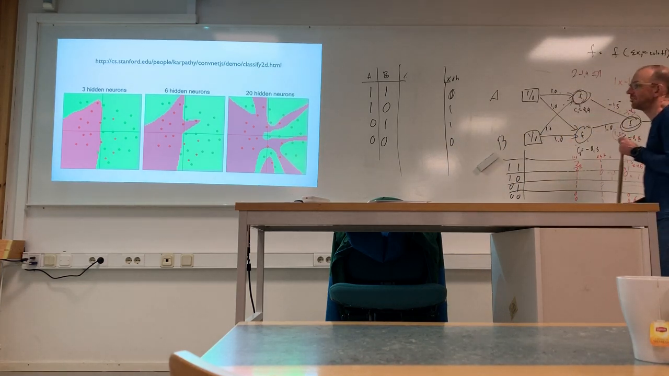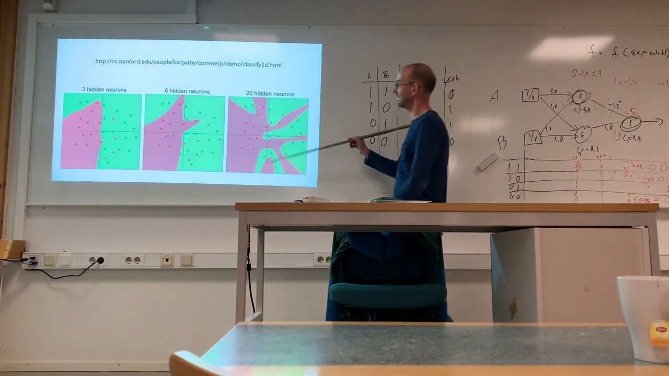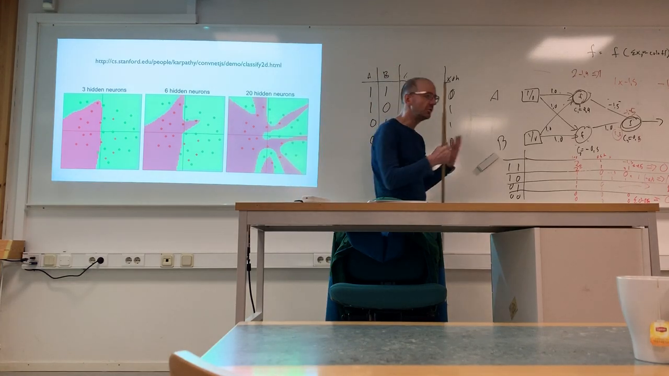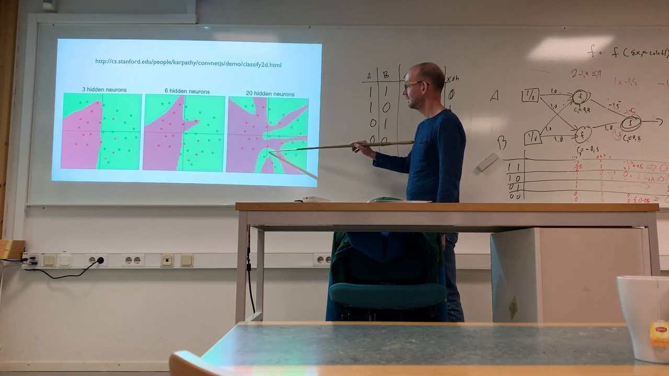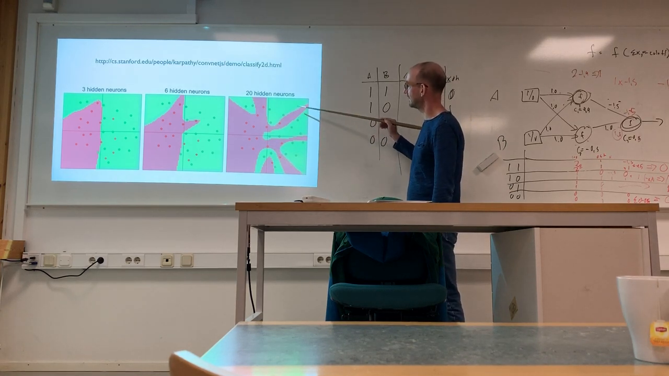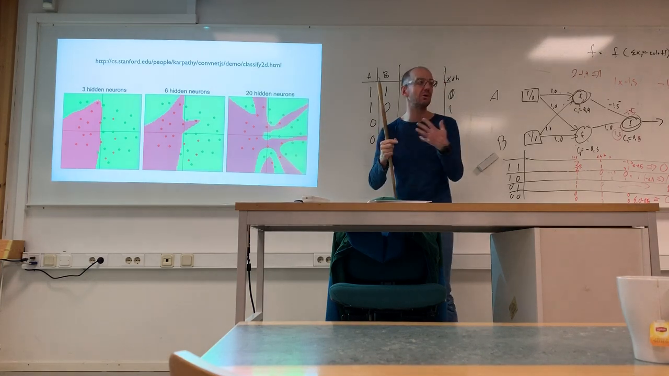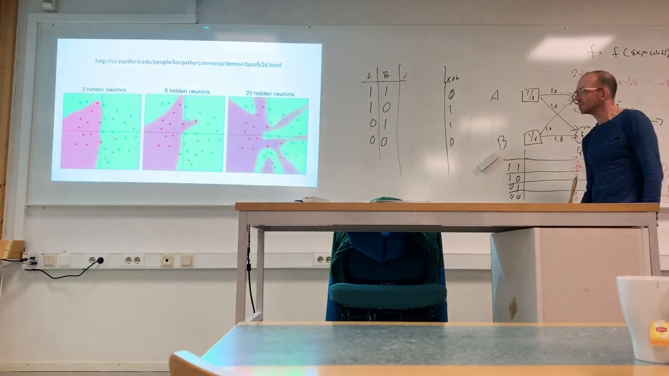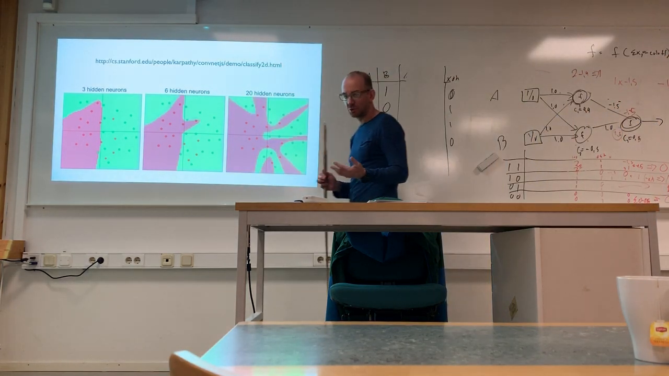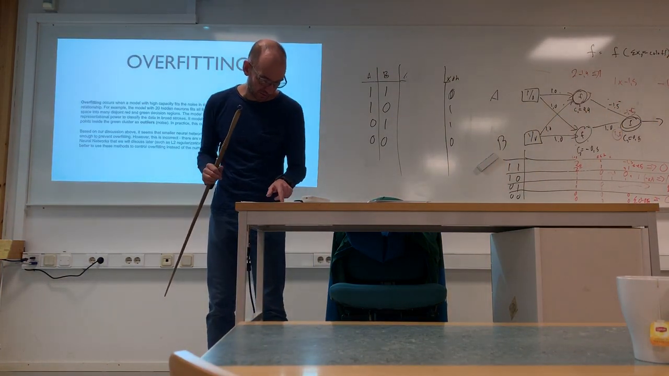However, if you put a new dot somewhere else, if there really is a function, a new example, and you put it there, maybe it should be green, but it's actually this one which is red. You're really going to learn too much in the network. So there are two things here that are important.